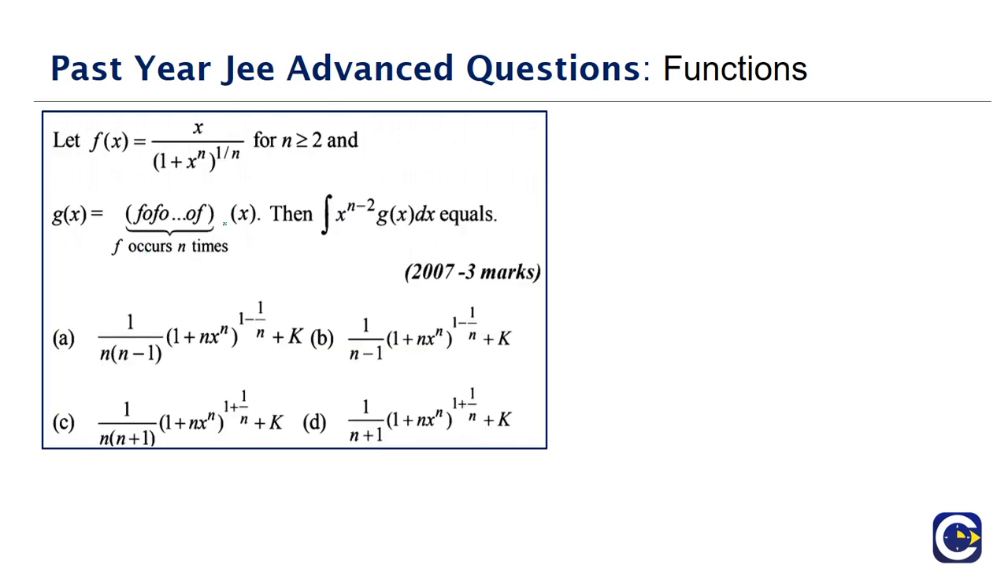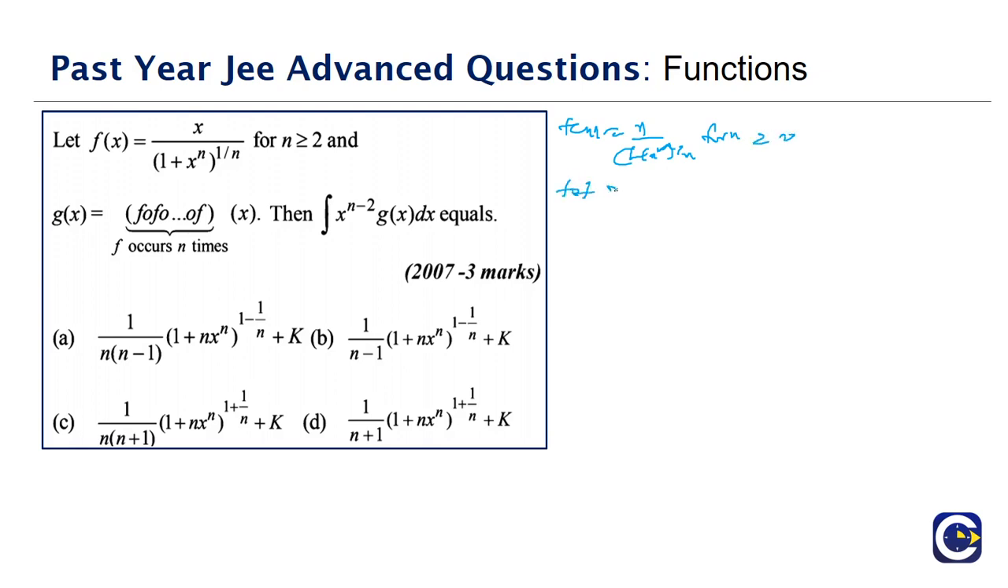Moving on to the next question. Let f of x is equal to x plus 1 by x power n whole power 1 by n for n greater than or equal to 2, and g of x is equal to f circle f circle and so on f of x, then integral x power n minus 2 g of x dx is equal to which of the following options. So f of x is equal to x by 1 plus x power n whole power 1 by n for n greater than or equal to 2.